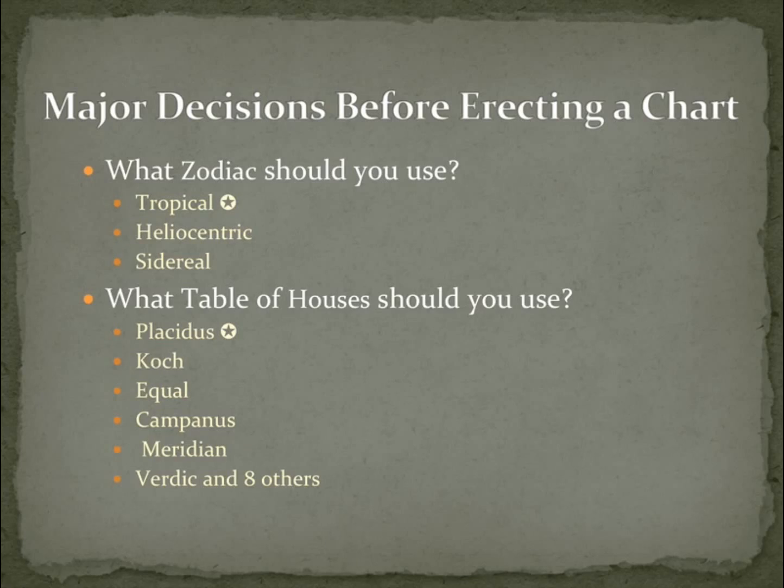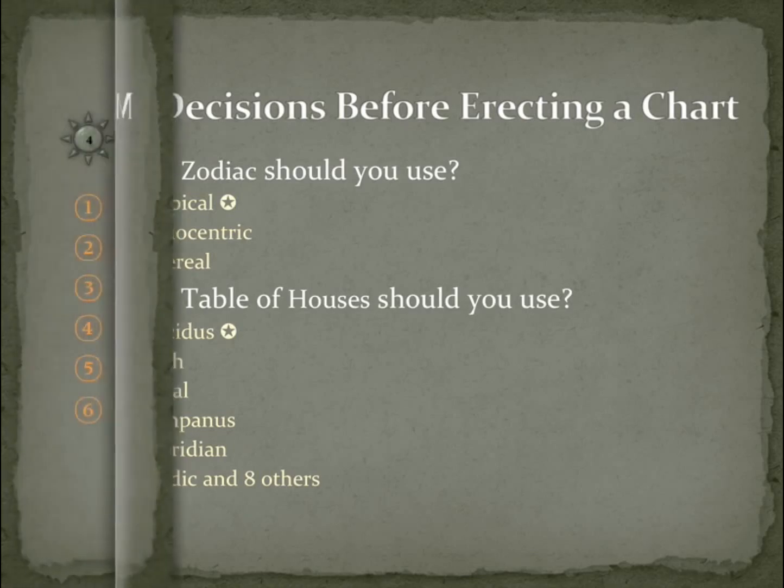The other major decision you'll have to make is regarding house systems. I use Placidus' house system exclusively, and I love it. There are approximately 13 other house systems that many people use, and I've listed a few on this slide, but the most popular in the Western world is Placidus. I recommend that you start with that and experiment with the others later. These two decisions, along with the tools I covered in the last slide, will be all you will need to construct an accurate horoscope. The only other thing you'll need, and the most important, is the will to do it.